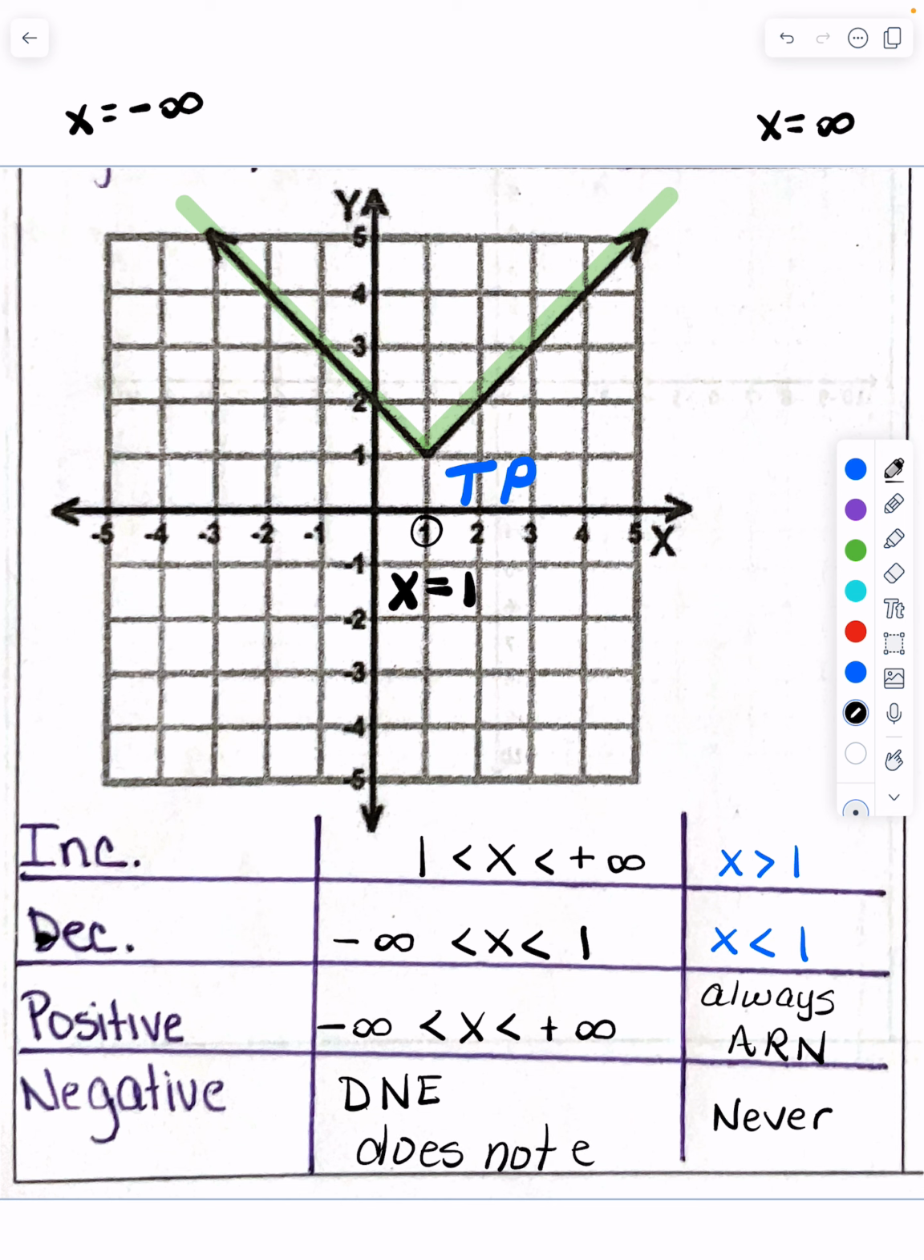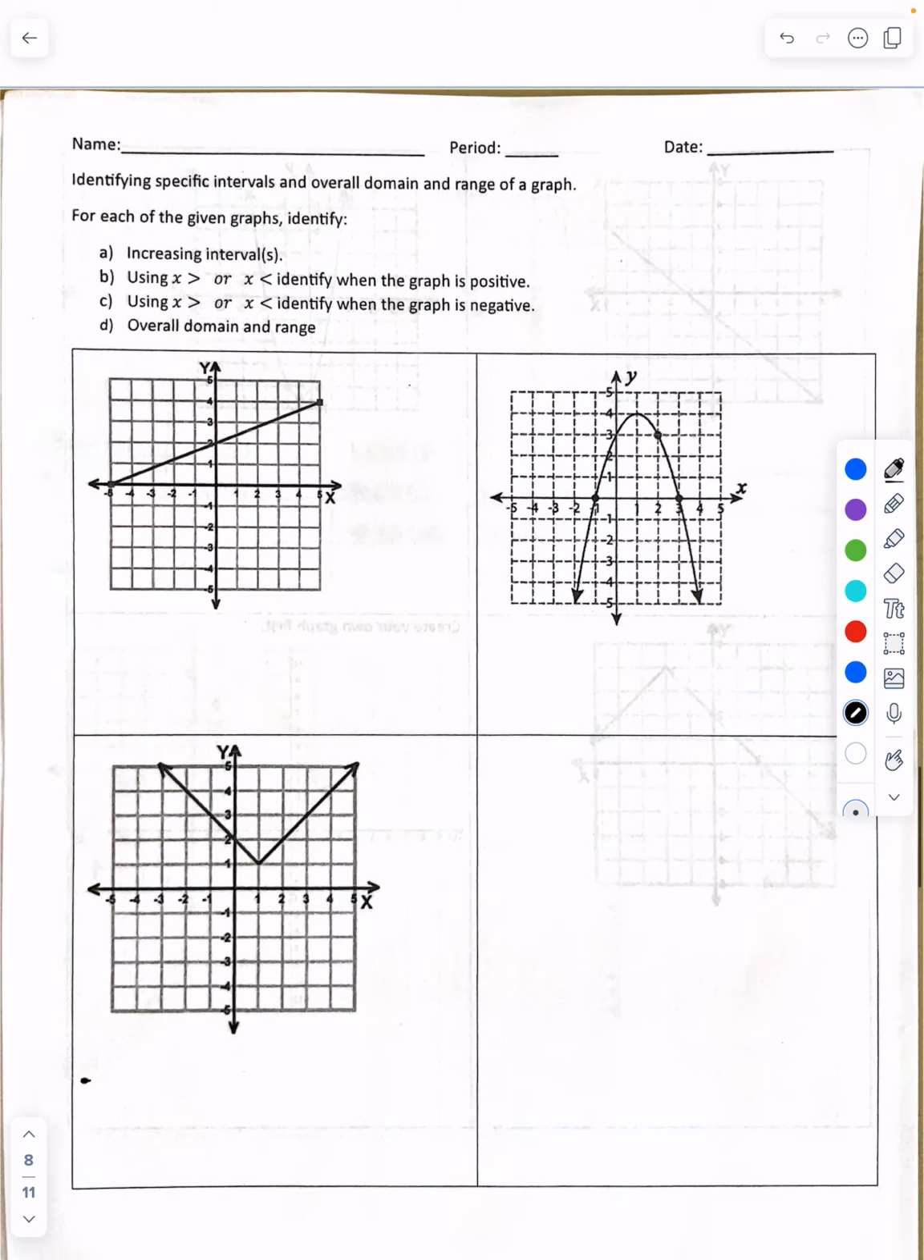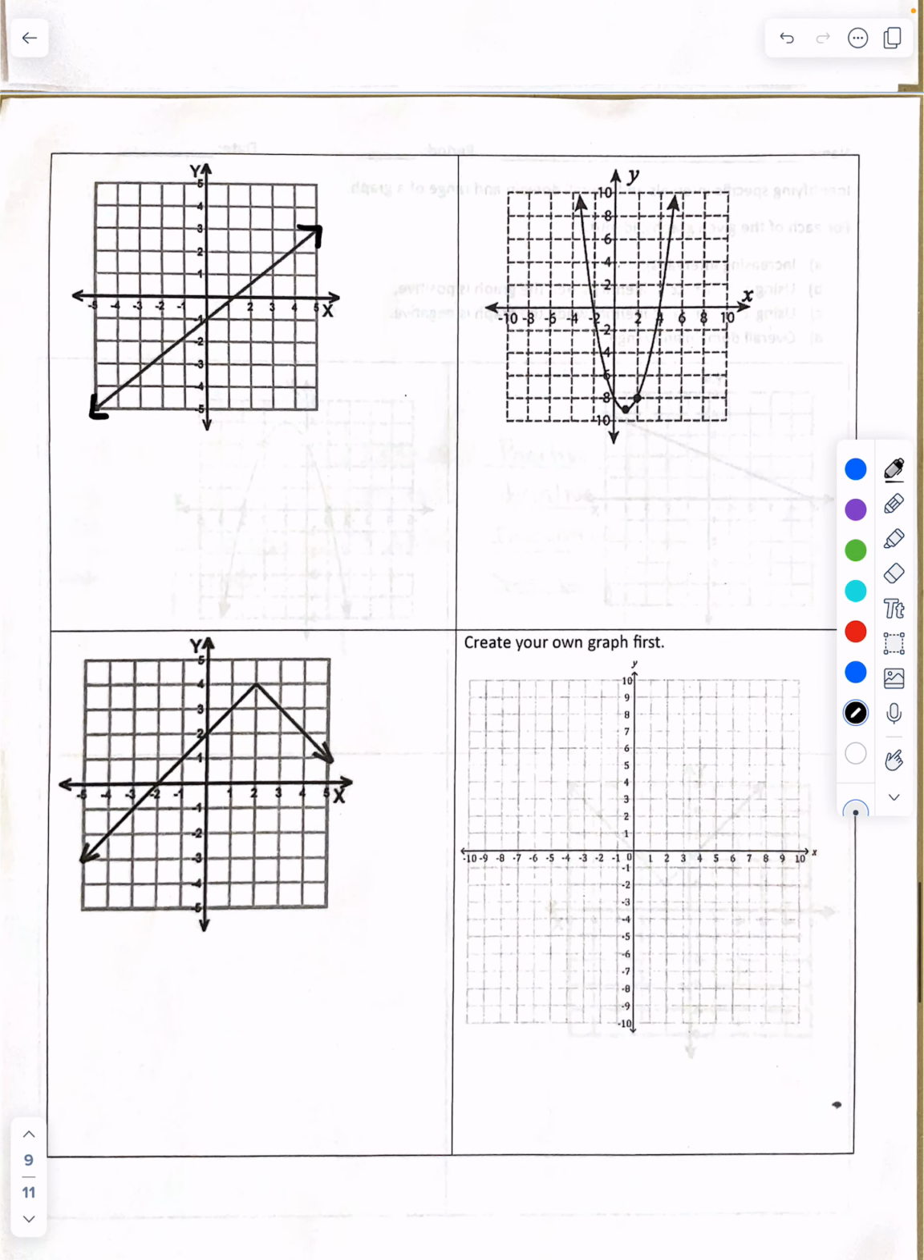Okay? So you have 3 examples on the back side of this that I want you guys to try. And there's even one extra if you wanted to try to make your own graph and see if you could identify those positive and negative and increasing and decreasing values given x.